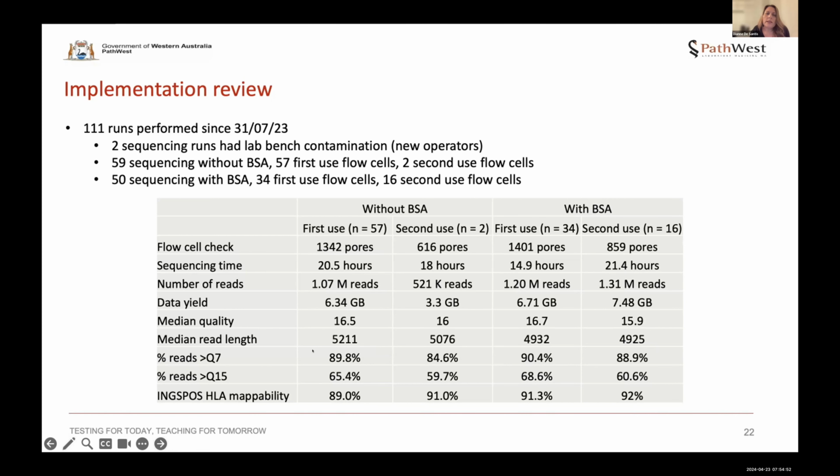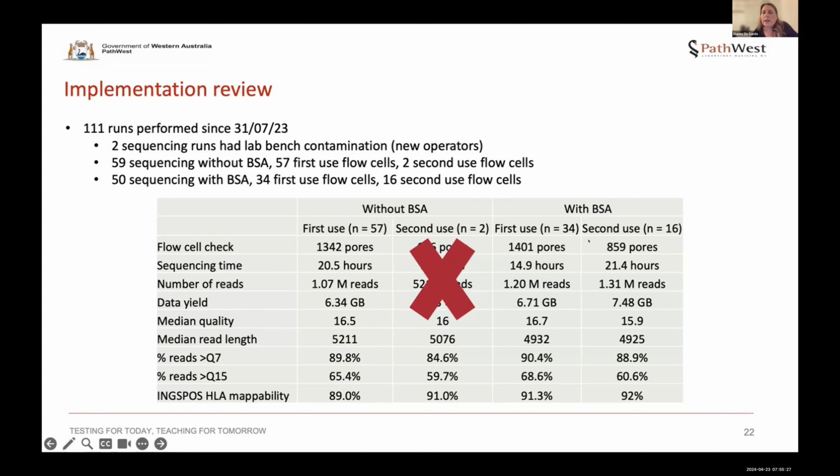And so you can see we get really good data for our first-use flow cells. But with our second-use flow cells, we got half the amount of data. The quality was much less. And so we stopped using the flow cells for a second time. When we introduced bovine serum albumin into the priming flow cell buffer, we actually saw an improvement with our second-use flow cells.